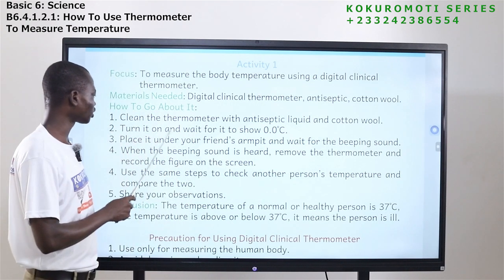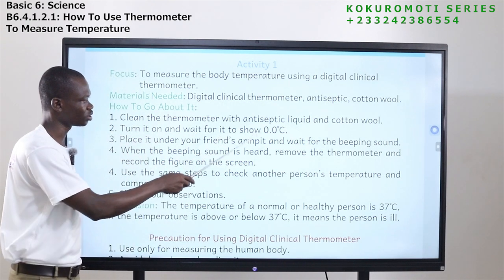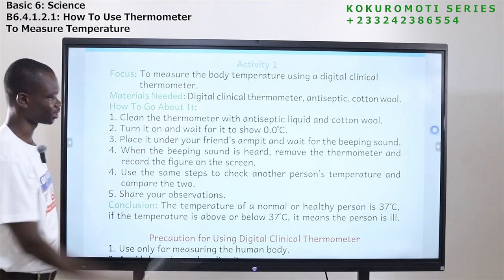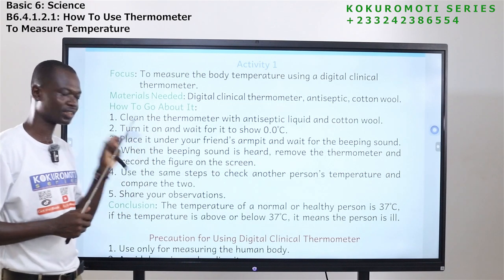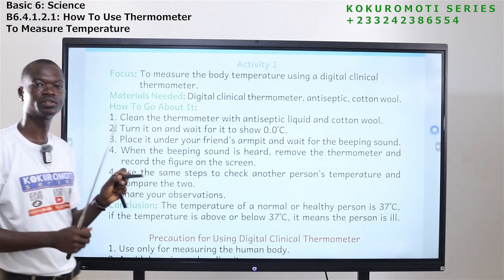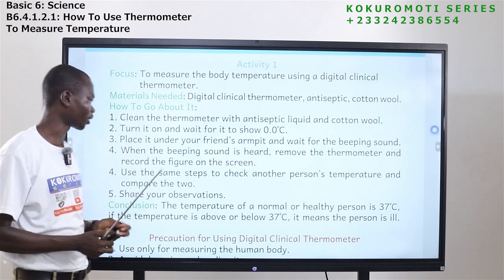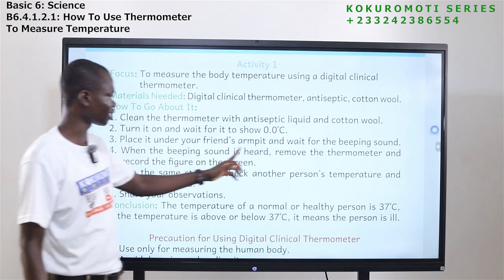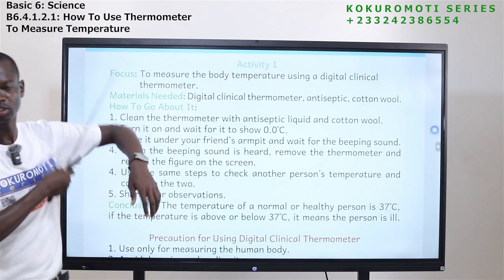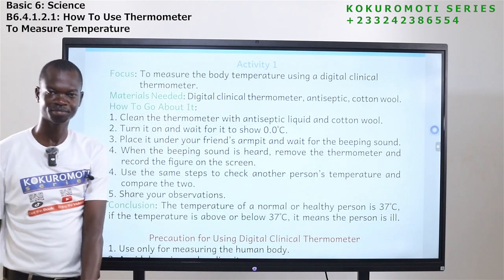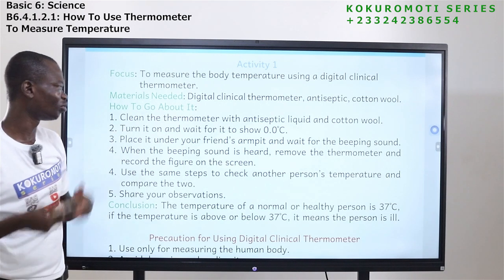Okay, turn it on and wait for it to show 0.0 degrees Celsius. So if you are using the digital one, you turn it on. When you turn it on, you see 0.0 degrees Celsius. Okay, place it under your friend's armpit and wait for the beeping sound. So after you have turned it on, just place it under your friend's armpit and then wait.